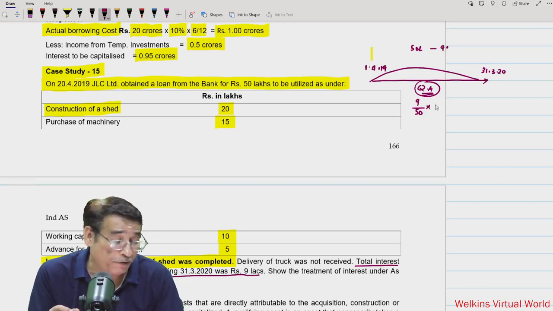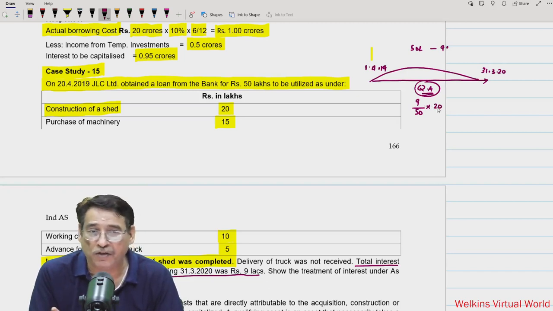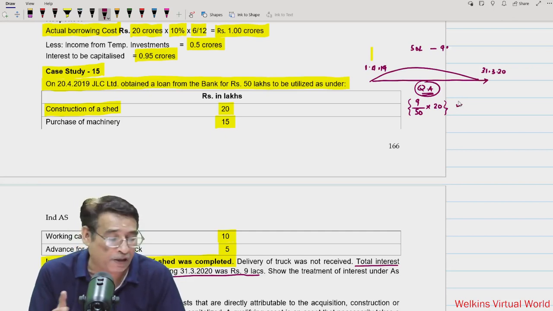And out of 50 lakhs, I have used 20 lakhs for the construction of the shed. So what will be the interest related to the construction? You will compute it in this manner. 9 by 50 lakh into 20, whatever it is, this interest will be capitalized. Correct? Why will it be capitalized? Because this asset is a qualifying asset.